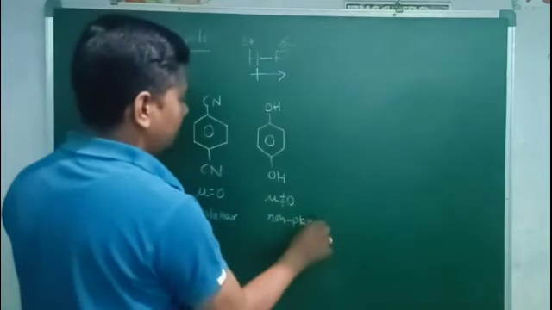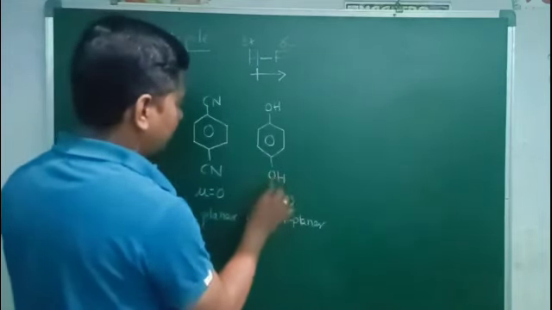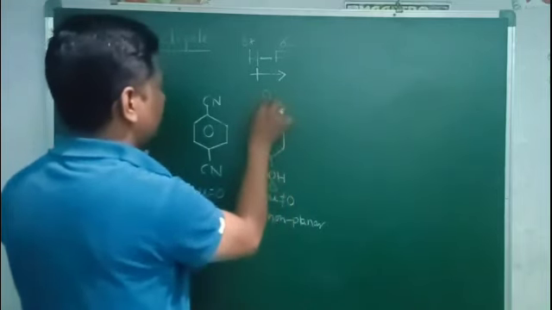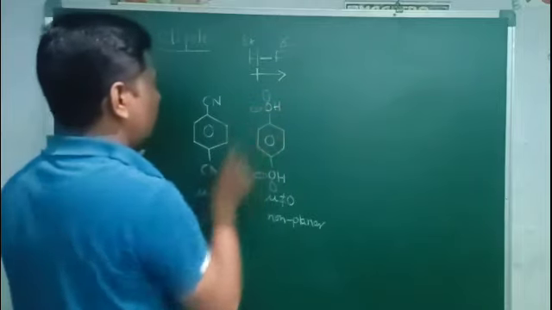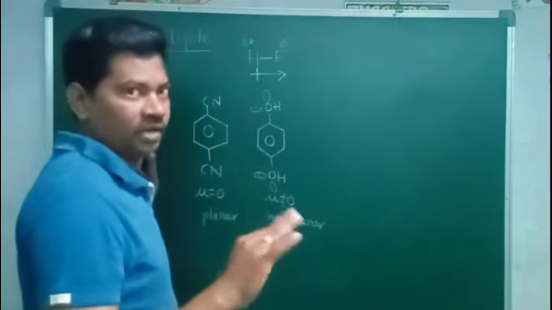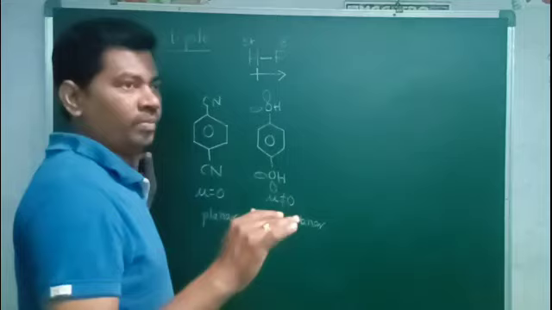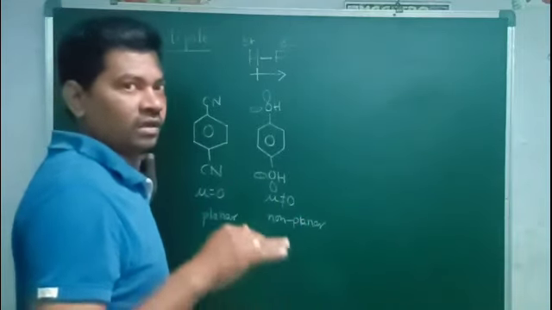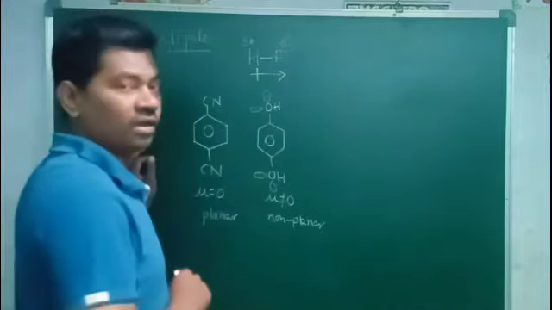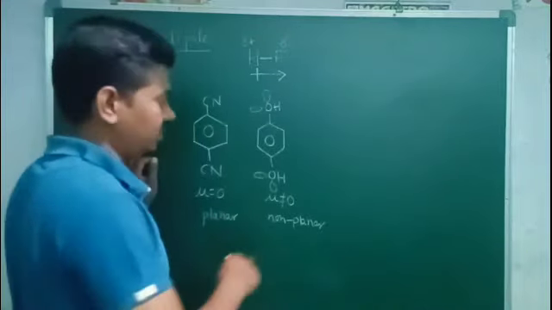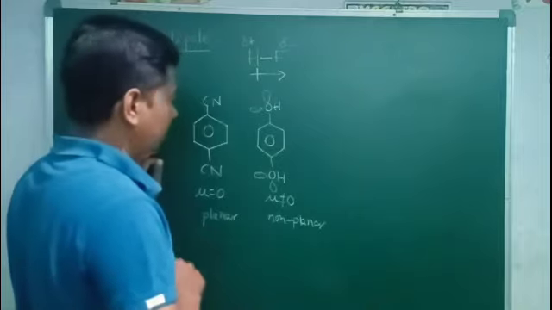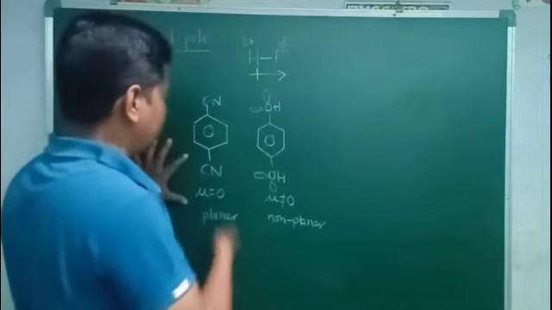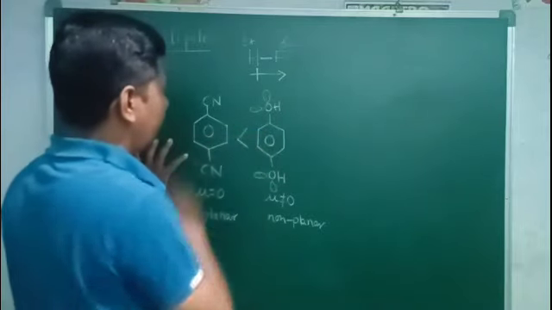Why is it a non-planar molecule? Here, on the oxygen atom, there are two lone pairs present. These two lone pairs are not in the same plane. One lone pair is above the plane and the next lone pair is below the plane. Hence, this is a non-planar molecule and this is a planar molecule. In this case, mu is not equal to 0, but in this case mu is equal to 0. So this will have more dipole moment.